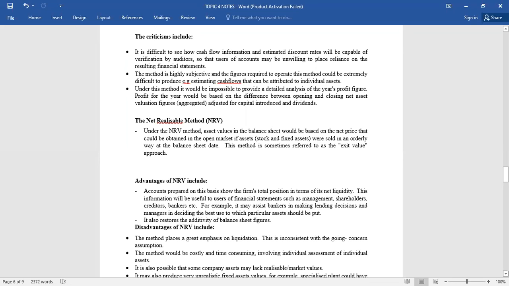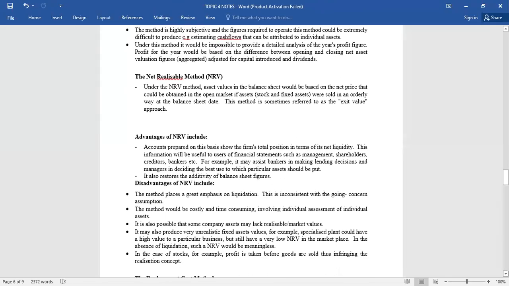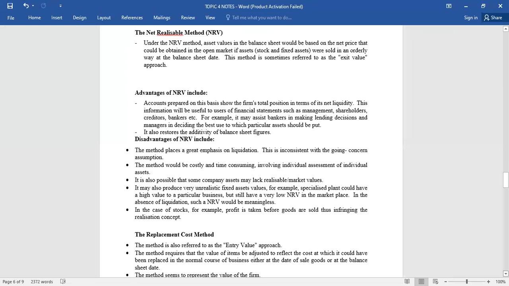Now, the disadvantages are, this method places a great emphasis on liquidation. We are assuming that we are winding up, we want to close our company, which is not the case. So the method would be so costly and time consuming, involving a lot of assessment. We have to send our field officers, cost accountants, to go outside there and try to get the right value or the prevailing cost of the particular assets that we are holding in our balance sheet. It is also possible that some company assets may lack realizable market value. I can give you an example.